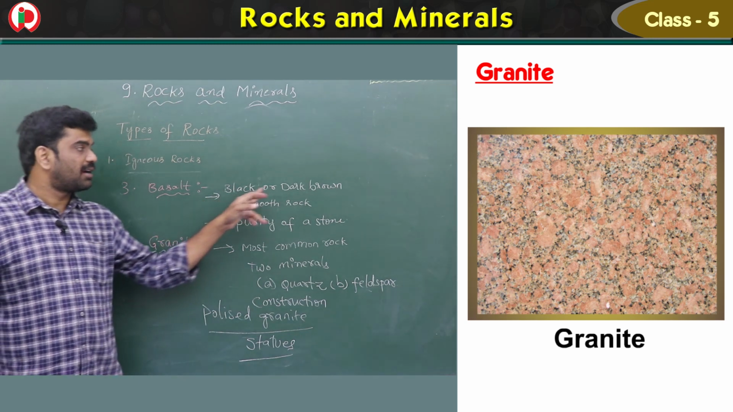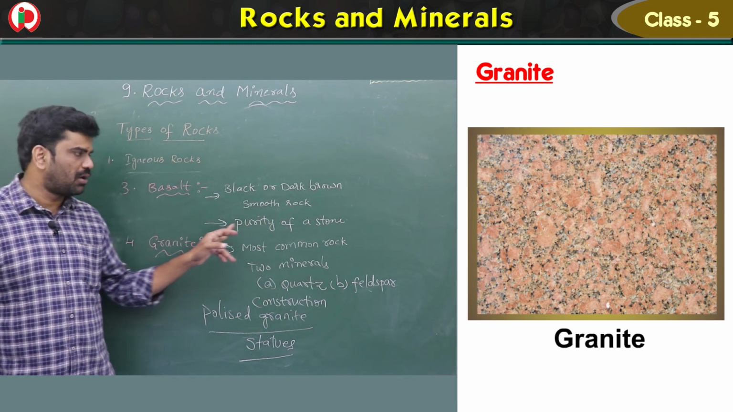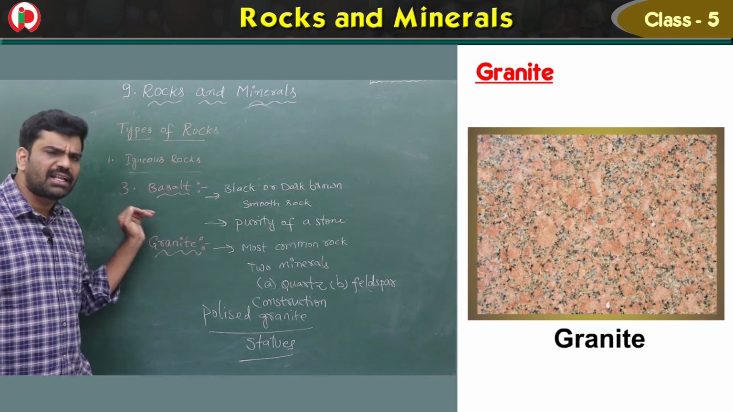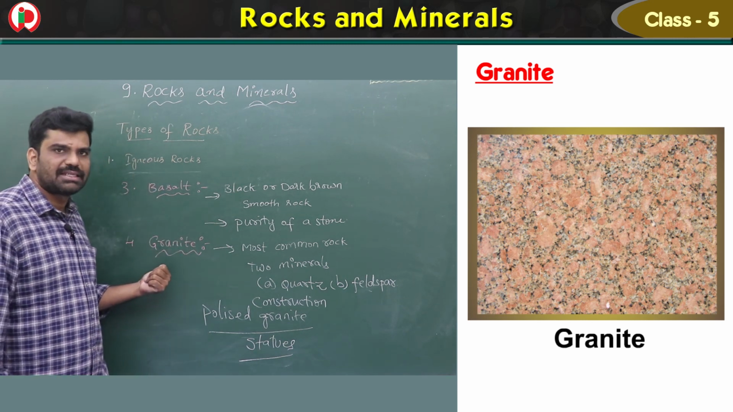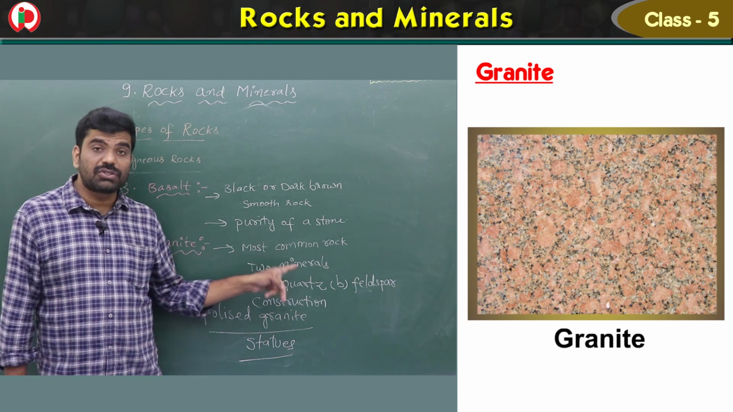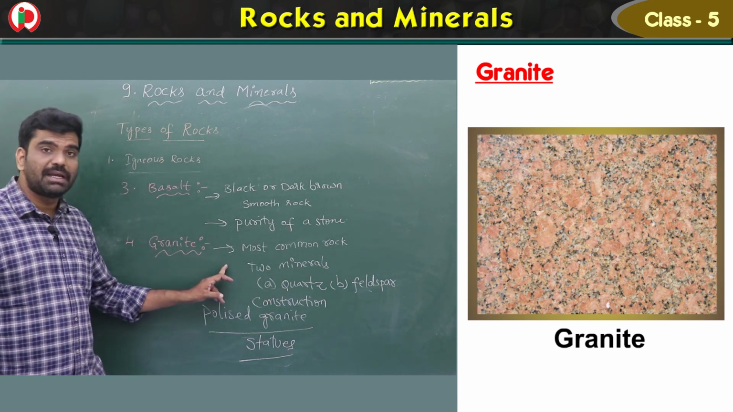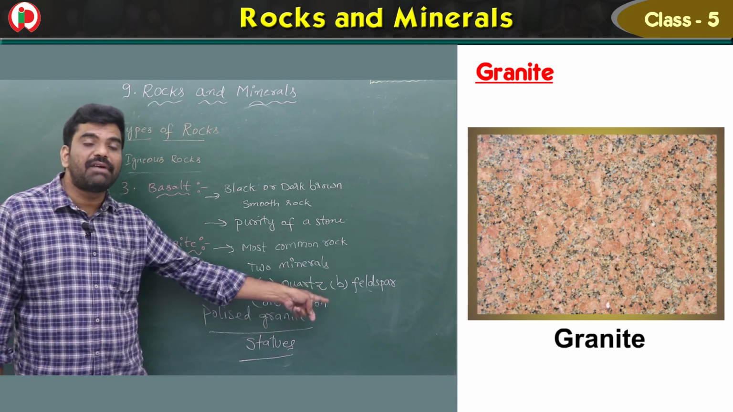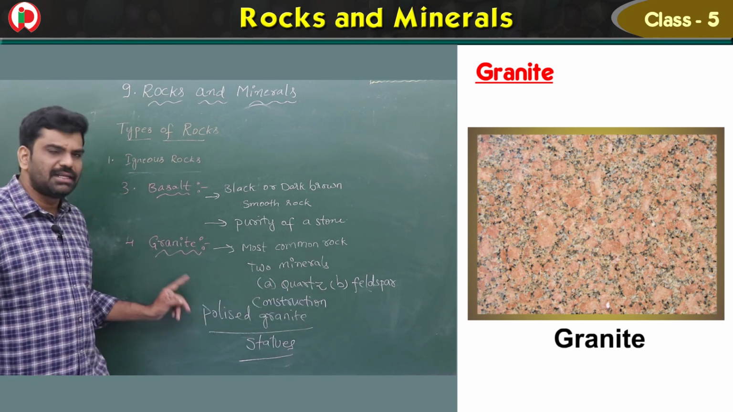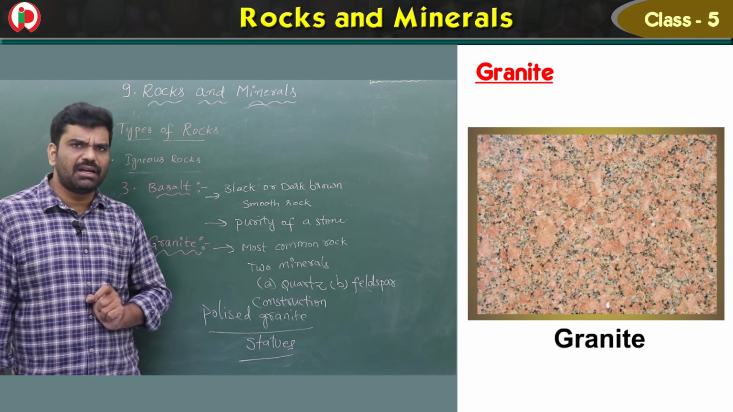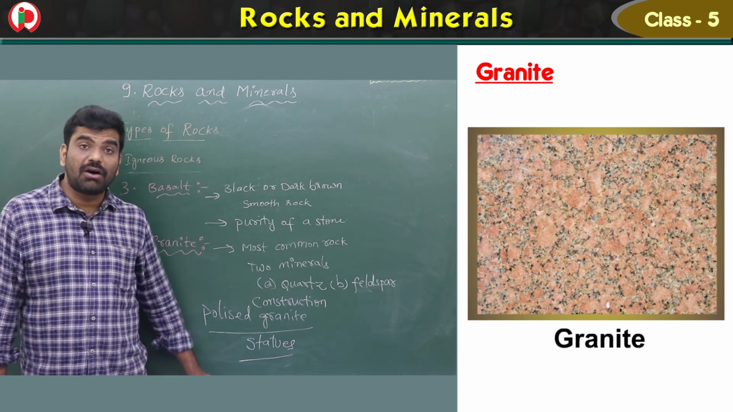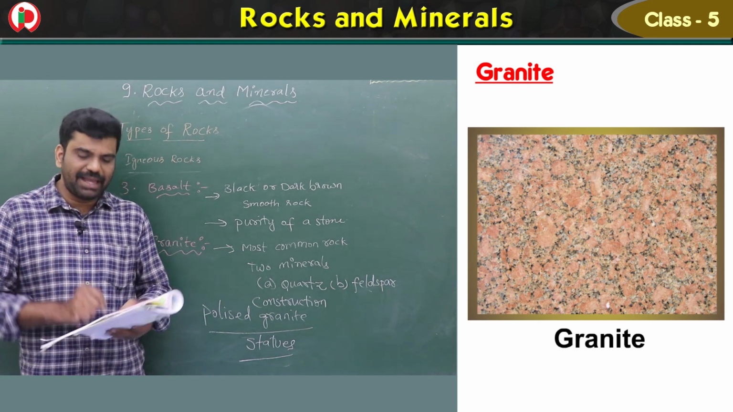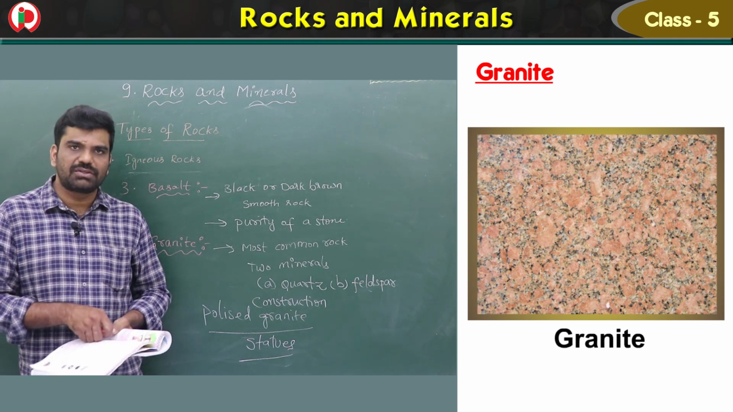This is black or dark brown in color. It is a smooth rock. It is used by goldsmiths to check the purity of gold. Last one is granite, and it is the most common rock. It is made up of two minerals, quartz and feldspar, and it is widely used in the construction field. Polished granite is used for flooring, and it is also used for making statues.